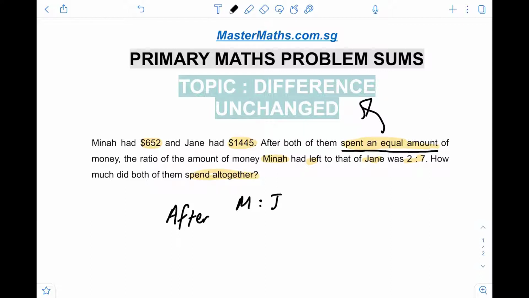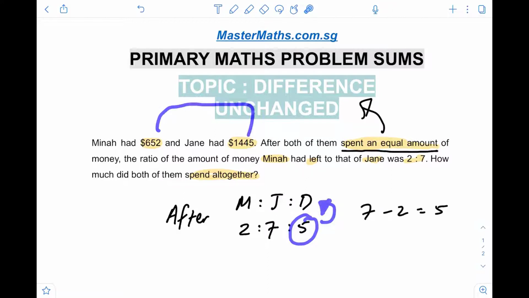Alright, so in the after case, Mina is to Jane, this will be 2:7. And we can actually find the difference in the amount of money, which is 7 minus 2, that would be 5 units. Now this 5 units, which is a difference in the after case, is also the same as the difference in the before case. So what is the difference in the before case?